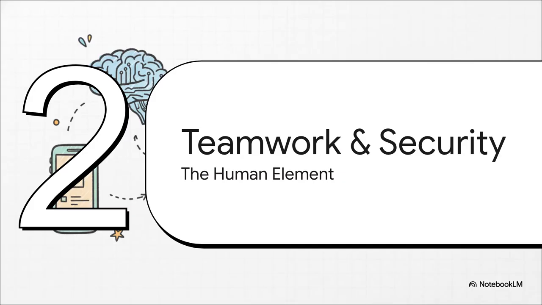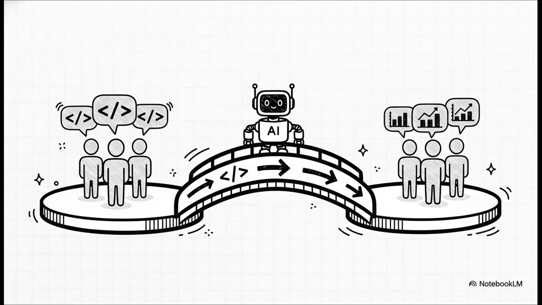Okay, we've talked a lot about the technology, but what about the people? How does AI change the way teams work together? And maybe most importantly, how do you handle security? This is where it gets really powerful. The AI becomes a communication hub. It can take a complex technical concept and explain it in plain English for the marketing team. It can help developers break a huge feature down into small, manageable tasks. It's basically a universal translator, making sure everyone, no matter their role, is on the same page.